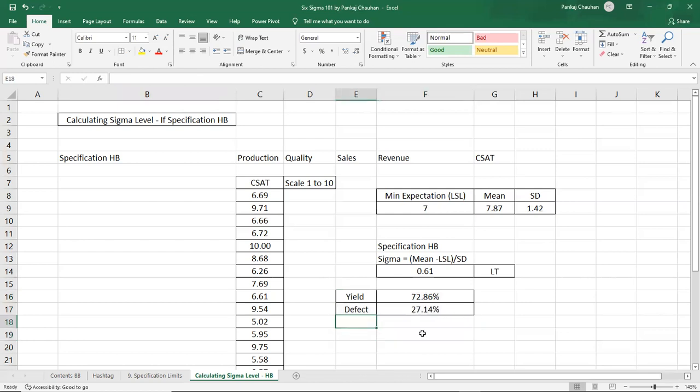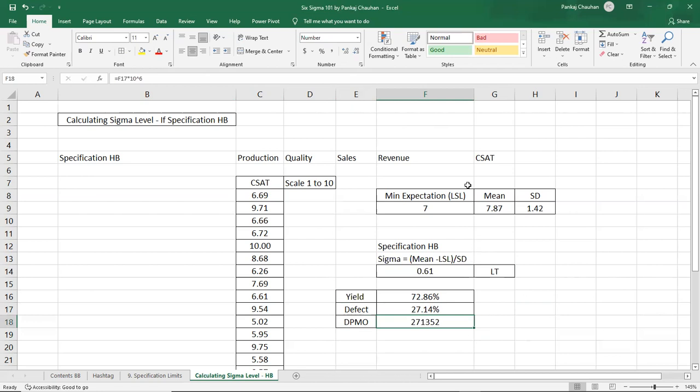When you have the defect percentage, to convert it into DPMO, multiply the defect by a million, which means 10 to the power 6. This value, around 271,351, will become your defects per million opportunities. So this is the way we calculate our sigma level. We convert sigma into yield, 1 minus yield is the defect, and the defect multiplied by 10 to the power 6 is your defects per million opportunities.